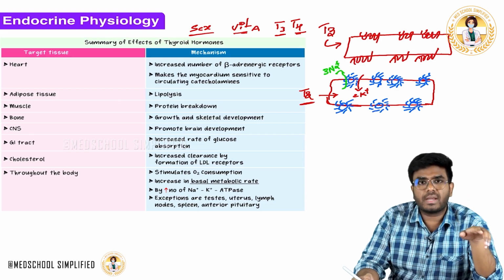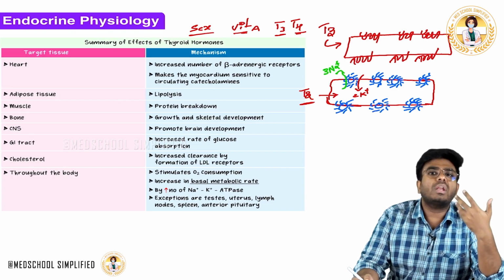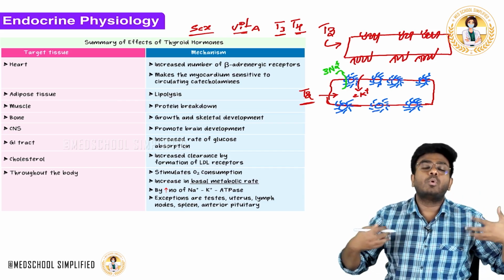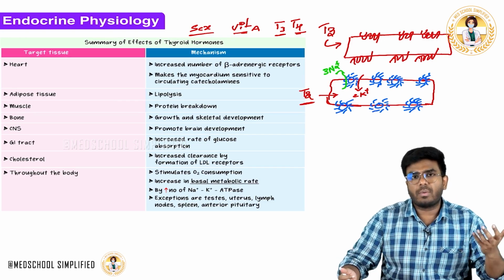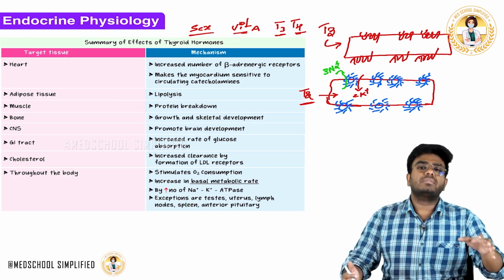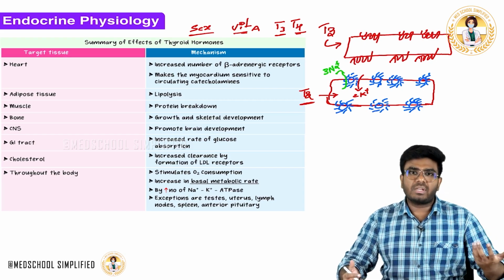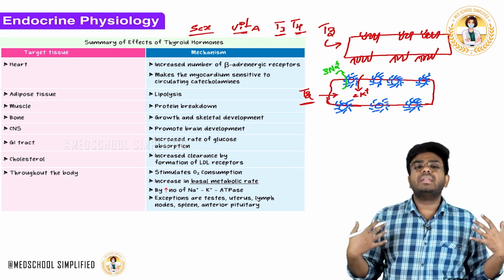Now, under the influence of thyroid hormones, what happens? More number of sodium potassium ATPases means more ATP is getting broken down. More ATP getting broken down means more energy is getting released. Whenever the ATP is getting broken down, energy is released in the form of temperature. So that's why we say thyroid hormones are calorigenic hormones. They increase the body temperature because ATP is getting broken down and energy is released in the form of heat. So that maintains our body temperature.